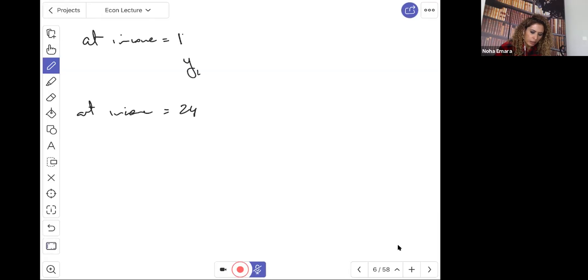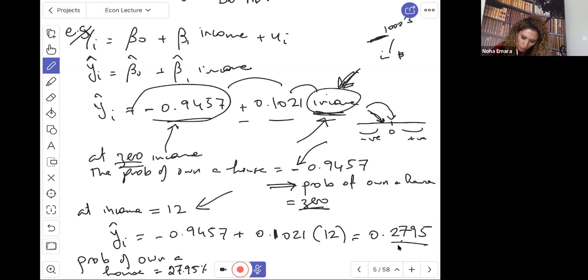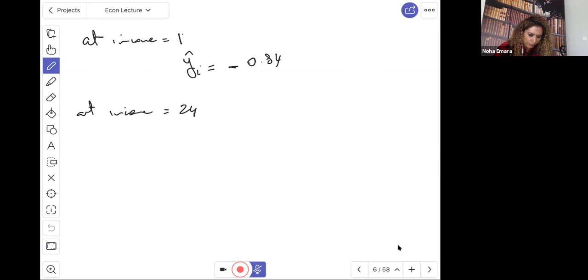So y i hat is equal to, so when you compute this one, you will find it as negative 0.84. All you need to do is just go back here, you plug in 1 here, and then you add these 2 terms, okay? So you will get it as negative 0.84. Again, we are faced with the same problem because probability can never be negative. But again, we're gonna say, okay, at income of 1,000, the probability of owning a house is 0 because it's closer to the 0 as compared to the 1.